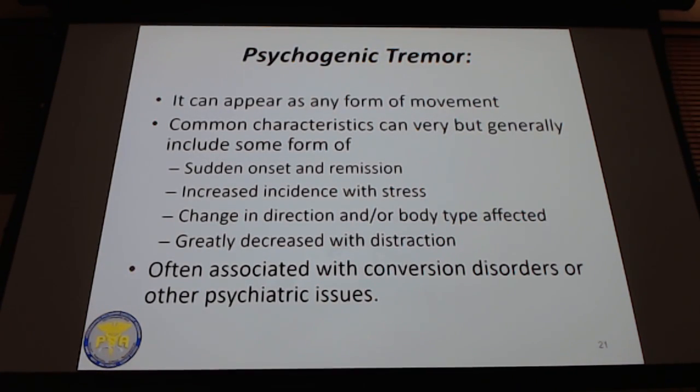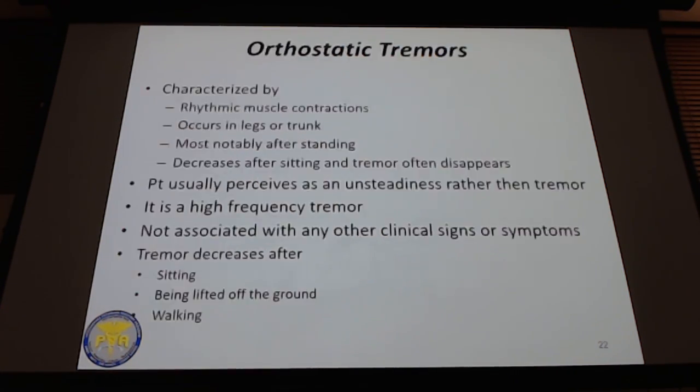So, psychogenic tremor appears as any form of movement, usually with sudden onset and remission, increased incidence with stress, changes in direction and or body part affected, and it's usually decreased with distraction. I told you guys my story about throwing the football at the young lady. Don't do that. I distracted her, so I was using medicine to help calculate my differential diagnosis. I just wanted to see her hand, see if she could catch.